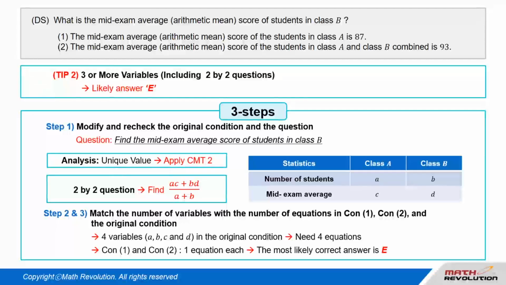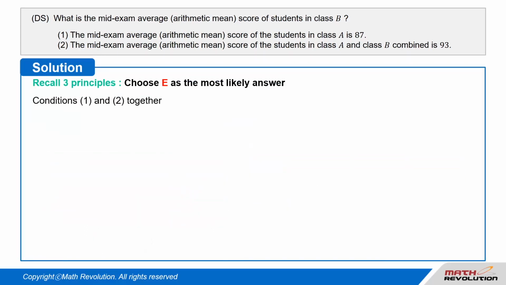Follow the second and third steps. From the original condition, we have 4 variables, A, B, C, and D. To match the number of variables with the number of equations, we need 4 equations. Since conditions 1 and 2 will provide 1 equation each, E would most likely be the answer. Recall 3 principles, choose E as the most likely answer. Let's look at both conditions together.